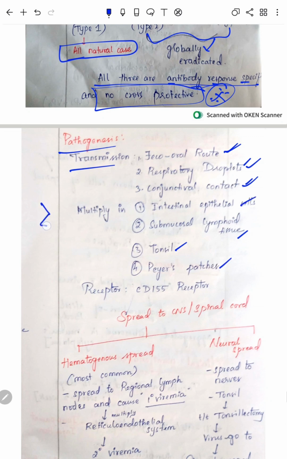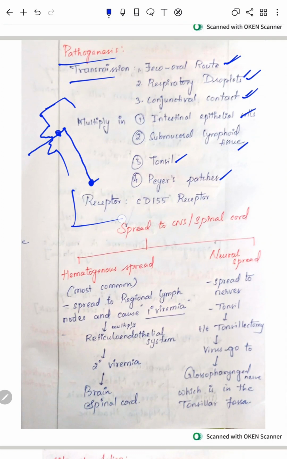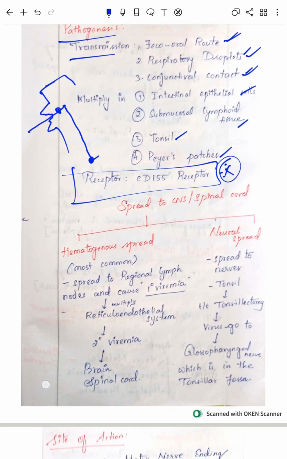First, let me draw a picture. Okay, this is a human. Here the tonsil is there, right? The polio enters the tonsil, lymphatic tissue, intestine. In the intestine, you people know Peyer's patches are there. This is a rough diagram. And the receptor is very important, a NEET PG question. CD155 receptor.